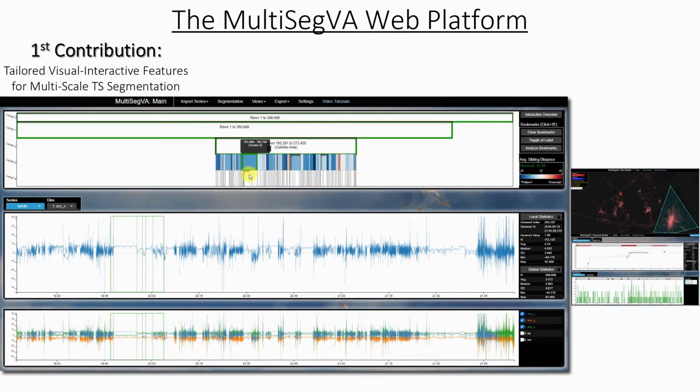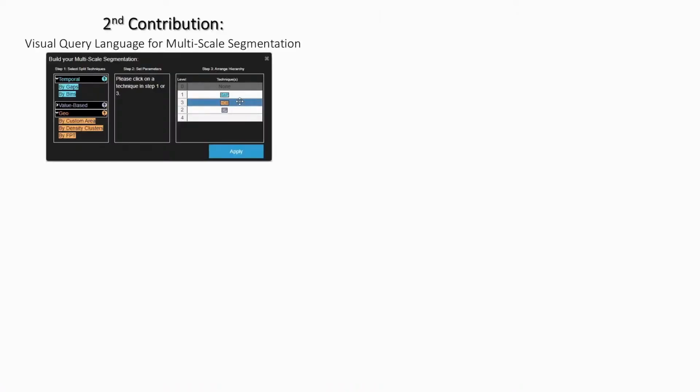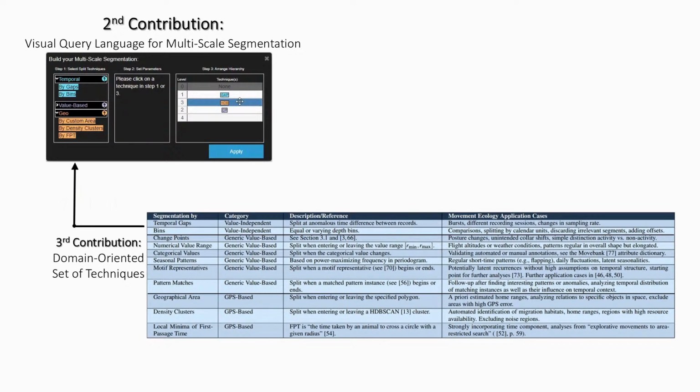First, MultiSeg VA contributes tailored visual interactive features for multi-scale segmentation. Second, we show a new visual query language to flexibly configure scale-wise techniques and parameters. This VQL consumes a domain-oriented set of techniques, our third contribution.